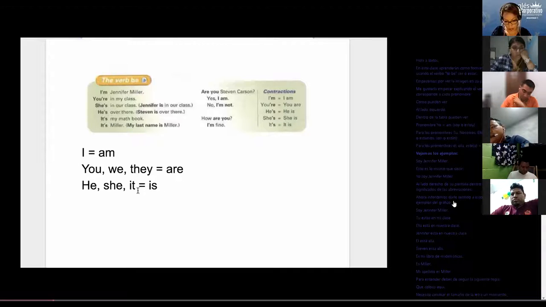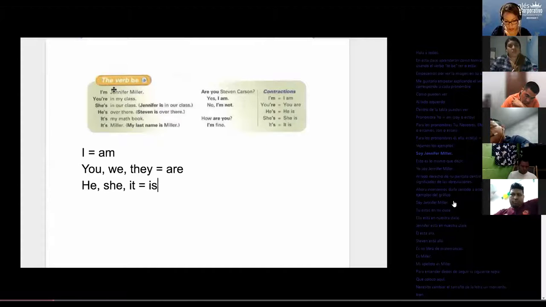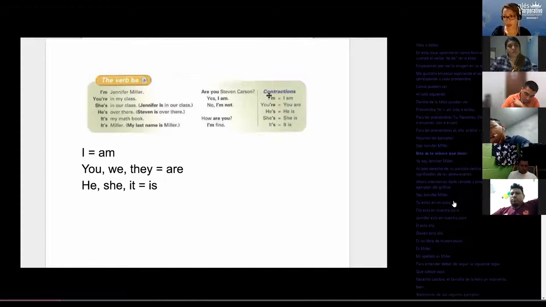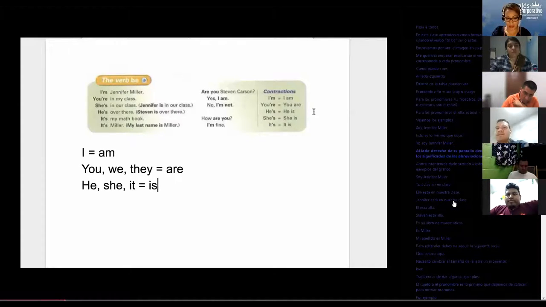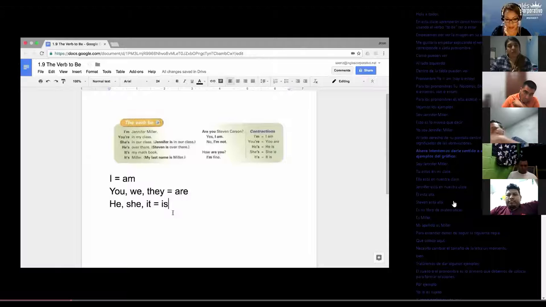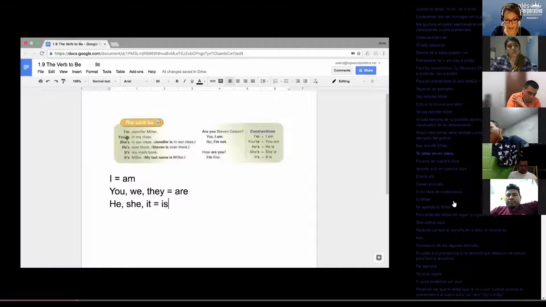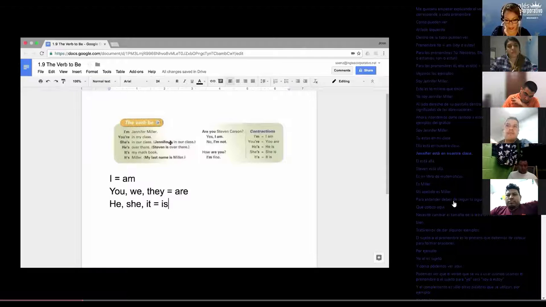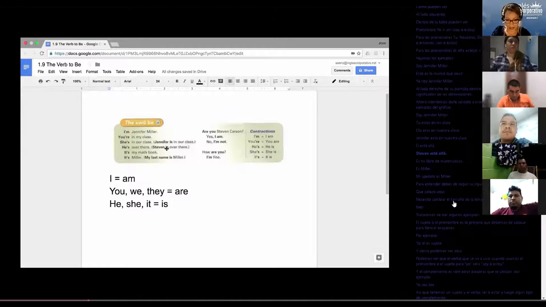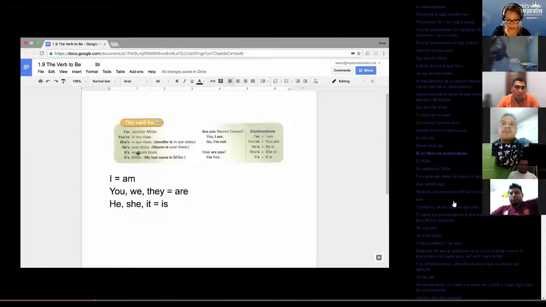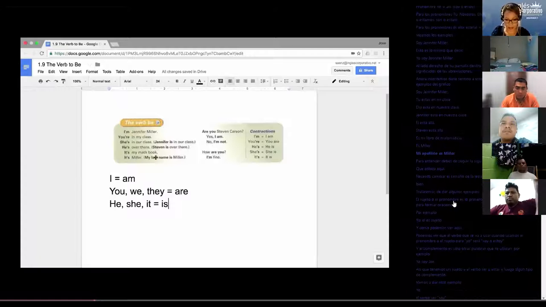So if we look at the examples, I'm Jennifer Miller. This is the same thing as saying I am Jennifer Miller. You can see the meaning of those contractions towards the right-hand side of the screen. Now let's try to make sense of this by looking at the examples on the chart. I'm Jennifer Miller. You're in my class. She's in our class. Jennifer is in our class. He's over there. Steven is over there. It's my math book. It's Miller. My last name is Miller.